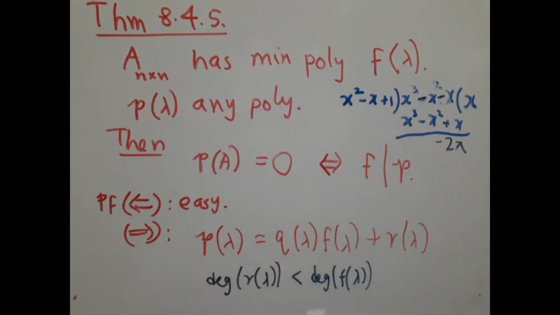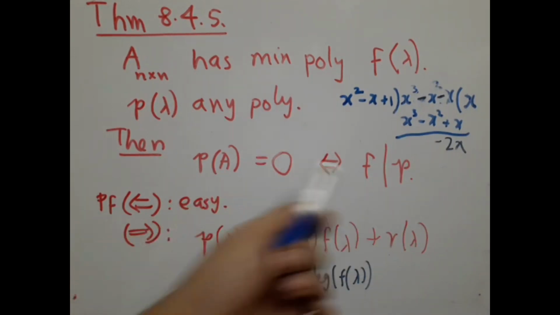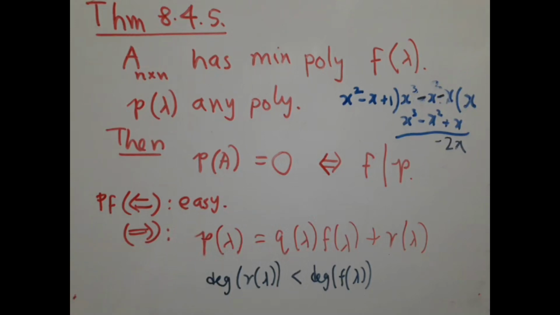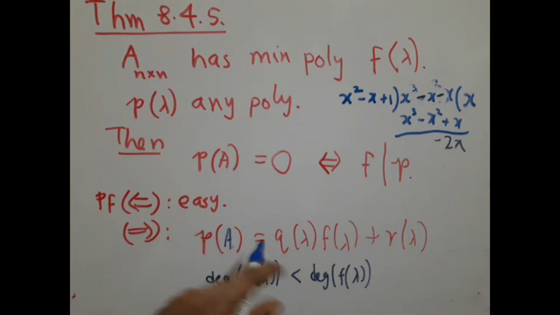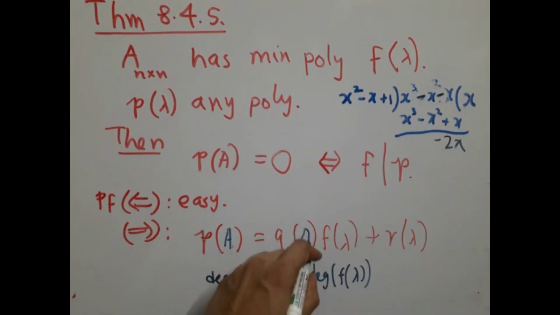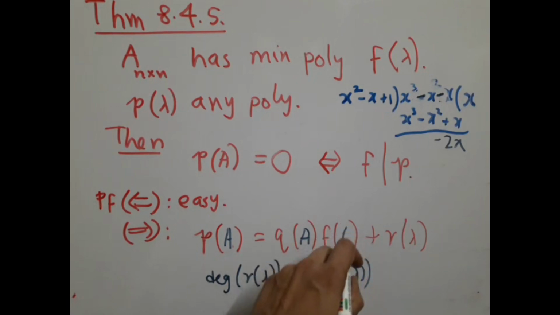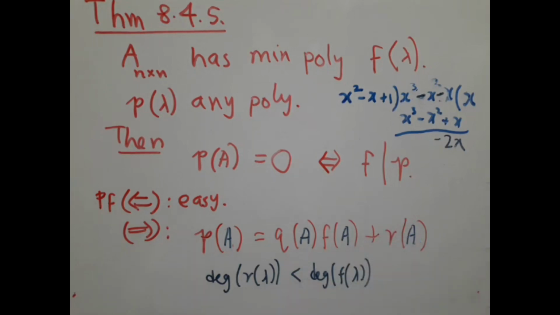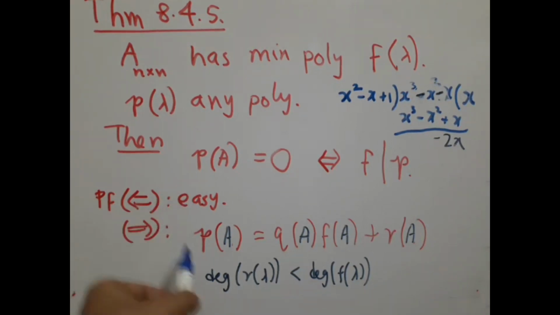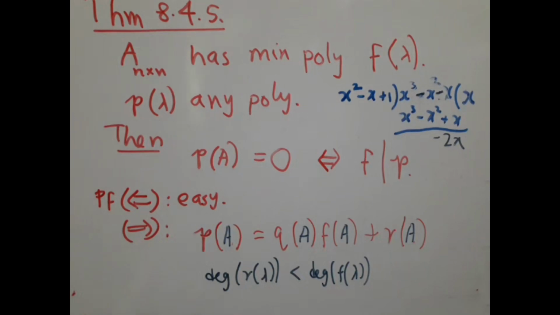So I have some such thing. That is true for any f and any p. Nothing very profound. Now I know that p(A) is equal to 0. I know that f(A) is equal to 0. So first of all, in place of lambda, I can safely put A, and that will continue to be valid because matrix multiplication has the same properties as ordinary multiplication, except that matrix multiplication is not commutative, but here we are multiplying only powers of A, so that is commutative. So you can just plug in matrices and still the equality will hold.